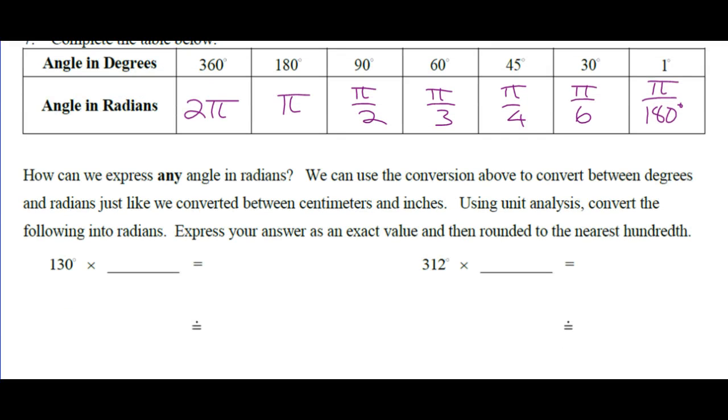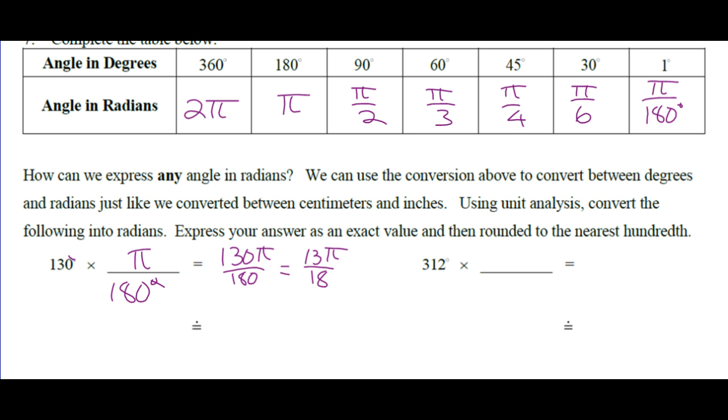So you have 130 degrees. What we'll do is we'll say, I know there's a pi and a 180, and I need to put degrees on the bottom so my degrees will cancel. So this is a rate. There are pi radians per 180 degrees, right? If I multiply these, degrees cancel. I'm left with 130 pi over 180, which is 13 pi over 18.